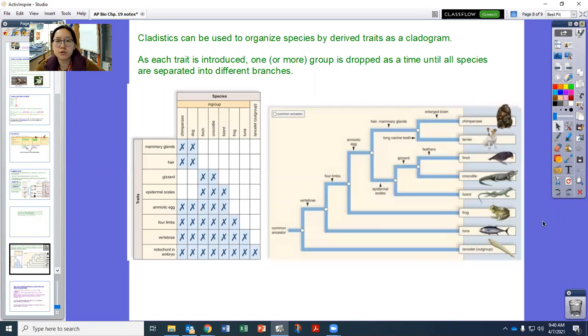So cladistics can be used to organize species using derived characteristics. So derived characteristics, like I said, are not the ancestral traits. They're only the traits that are new and popping up that make species different from each other.